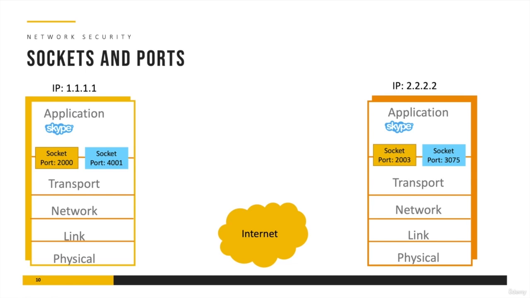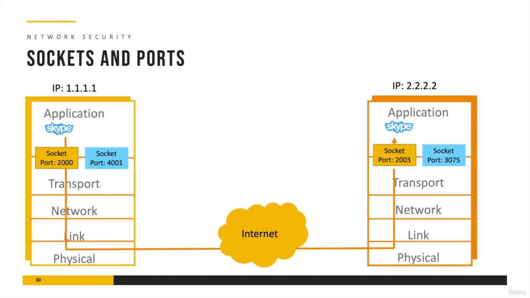Now what's a port? You can consider a port as a kind of door, and every application running on a system needs its own particular unique port. Two applications cannot share a single port. So for every application running on a system, you'll have a separate port. Now, if you want to communicate, Skype is going to send its data through this port to the transport layer, which is going to deliver it to the destination transport layer, and then the transport layer is again going to use this port to deliver this data to the corresponding Skype application.